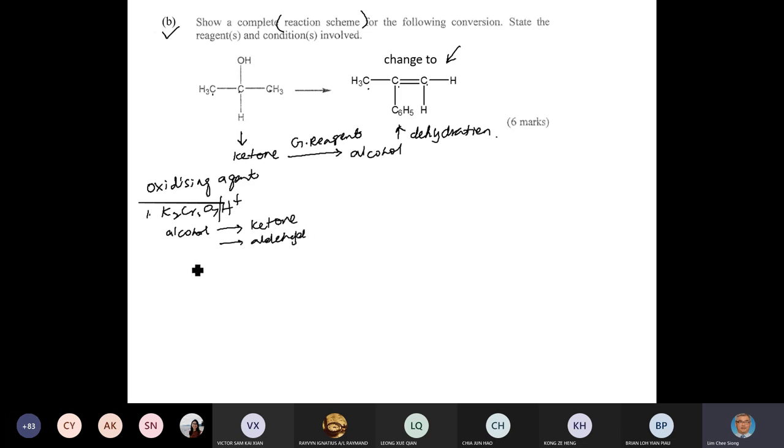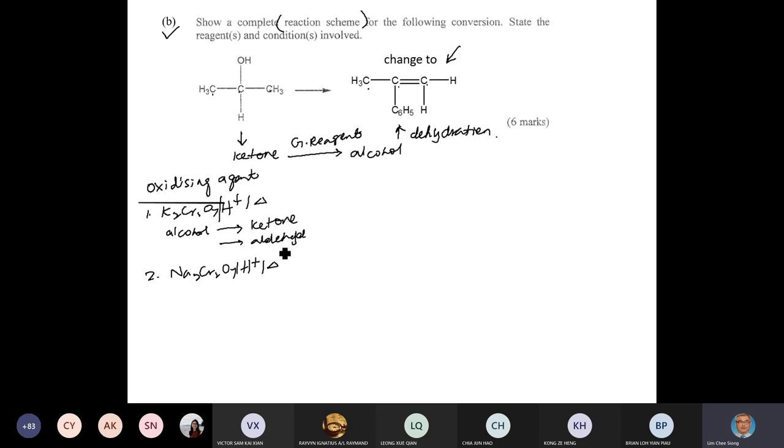I'll show you the example later. Some students say, Mr. Lim, how about in the second one, I use sodium dichromate? Sodium dichromate is also fine. But remember, put acidic and we have to go for the heat. We put the triangle, it is safer.